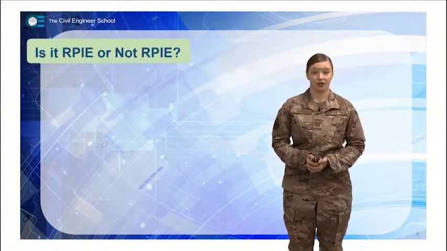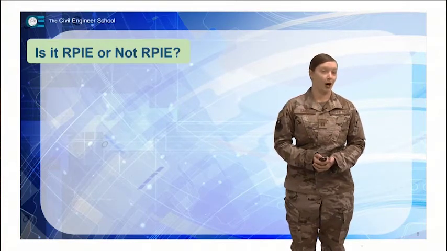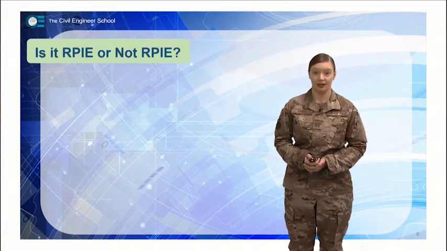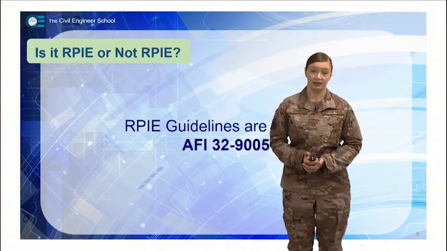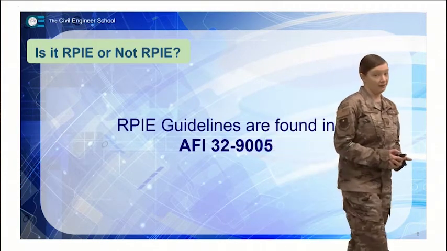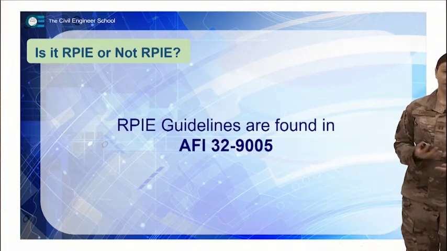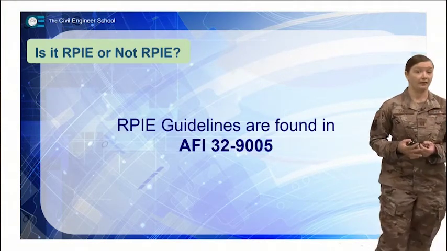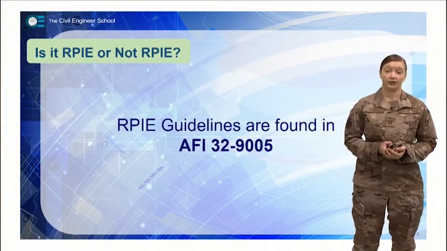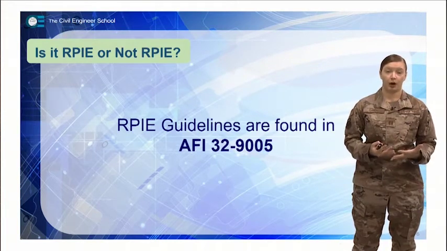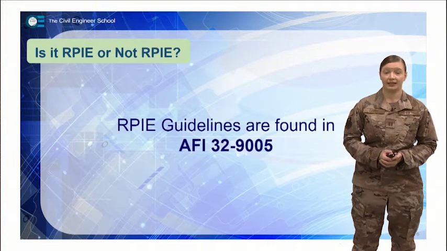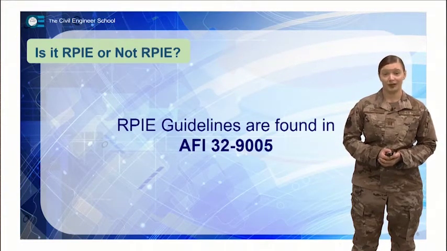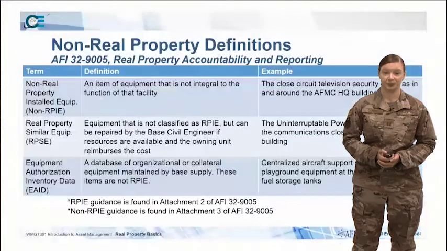How'd you do? Were you a real property expert on figuring out if something is RIPI or not? Well, never fear, because a lot of great examples are in AFI 32-9005. Like I said, this AFI will be updated later this year, but a lot of the real property installed equipment guidelines will stay the same. It's in attachment 2 of this document. It's also a great resource if you want to quiz your coworkers.